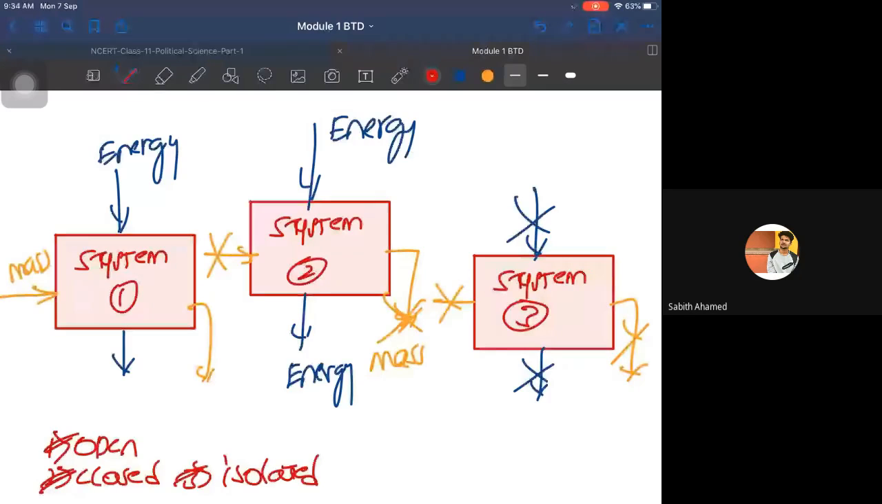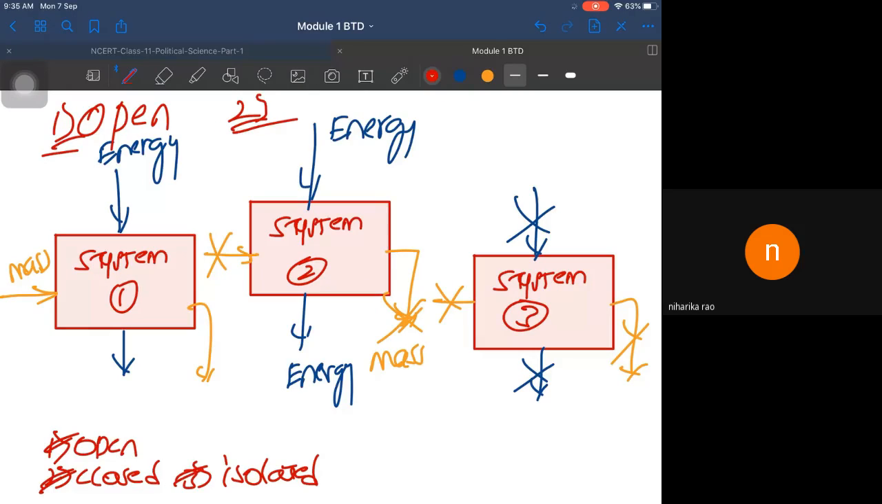So which one is an open system? System 1 is open. Okay, that's great. So system 1, I can write here as the open system. What about system 2? Is it isolated or closed? Closed. Closed or isolated? Closed. Isolated. Okay, so there is a mix of opinions.